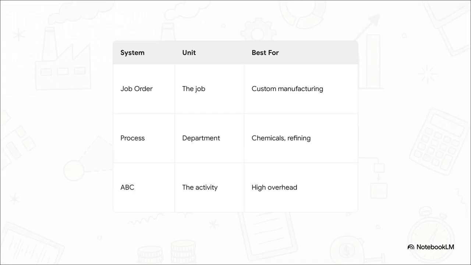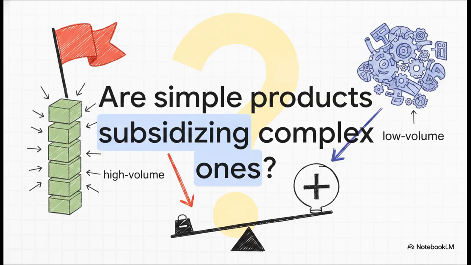It's called activity-based costing, or ABC. With ABC, the unit of accumulation isn't the job, and it's definitely not the department. It's the activity itself. This system is custom-built for companies dealing with incredibly diverse product lines and really, really high overhead. So, why does ABC even exist in the first place? Well, I want you to ask yourself a tough question. Are your high-volume, simple products secretly subsidizing your low-volume, super complex ones? You see, in traditional costing, you might just use a single overhead rate across the board. But if you have wildly diverse products, that single rate is going to create some massive distortions.